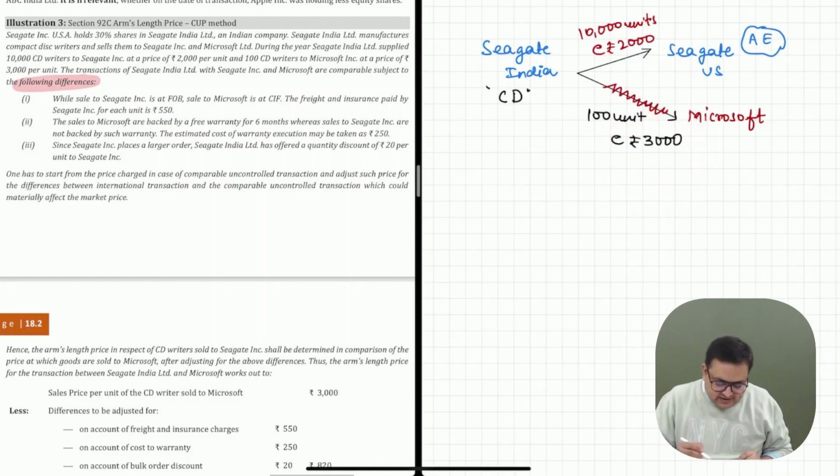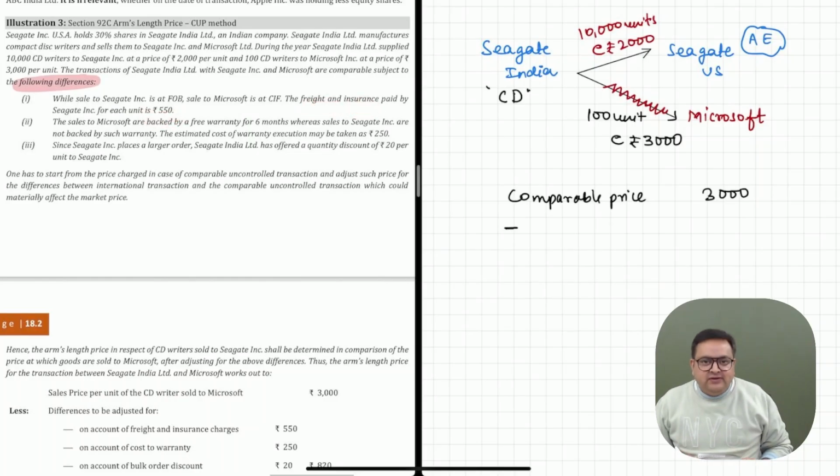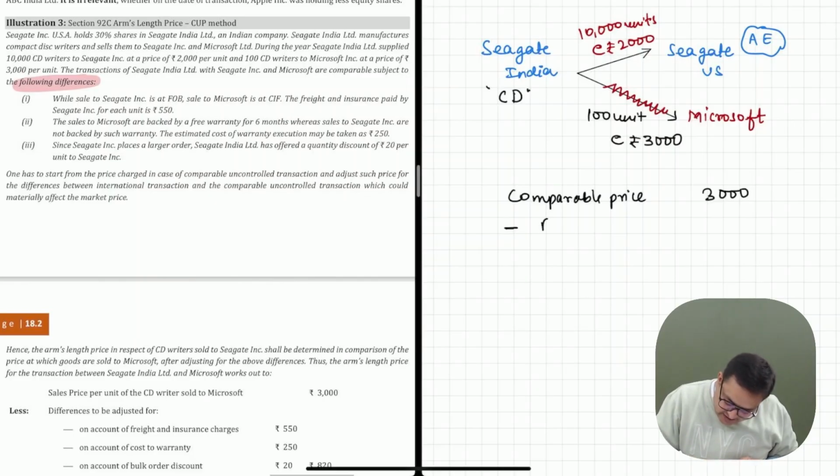So we'll start with the comparable price, which is 3,000, and subtract the functional differences. What is the first functional difference? This is freight and insurance. And how much is it? It is 550. So I will subtract your freight and insurance, 550, from here. This is the first difference.